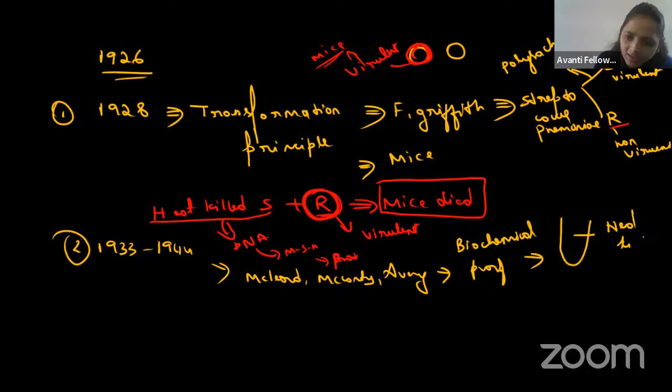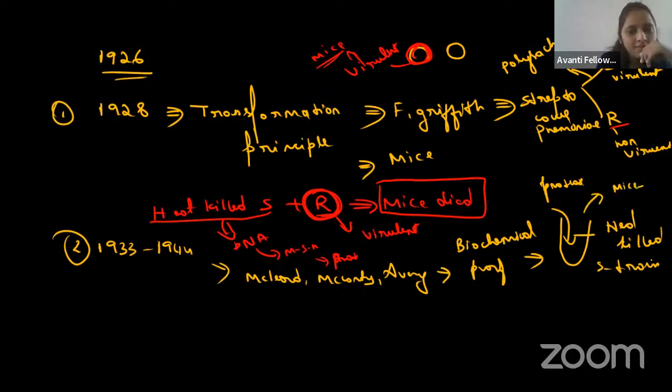They took heat-killed S strain, and to this they added the protease. Then they injected it into the mice. The mice died, because the DNA is responsible for that, right? The protein is degraded, which means nothing is going to happen. So the mice is living. Sorry, the mice is living, not died.